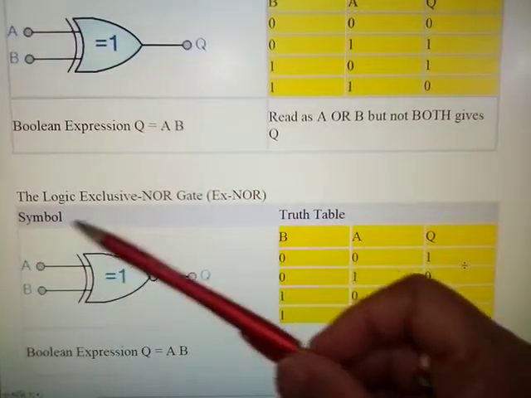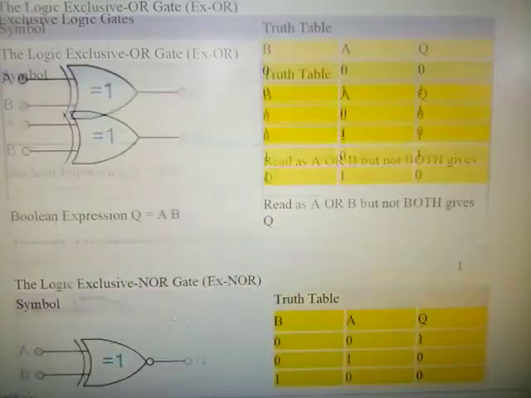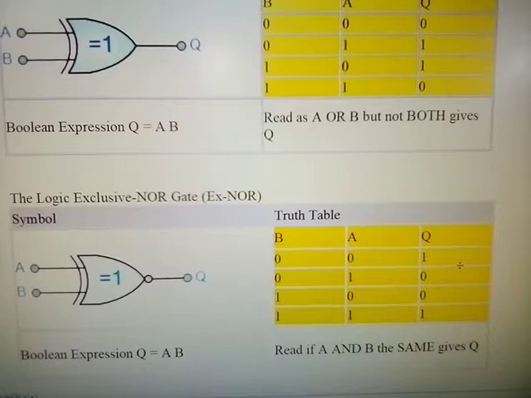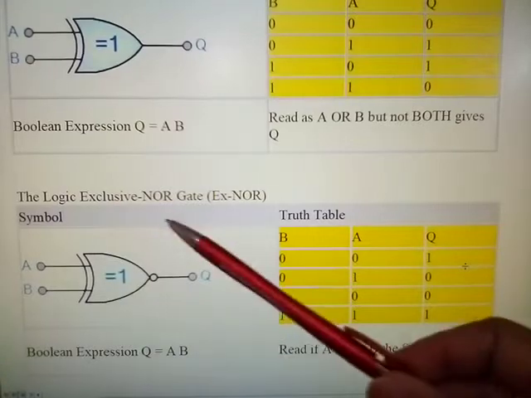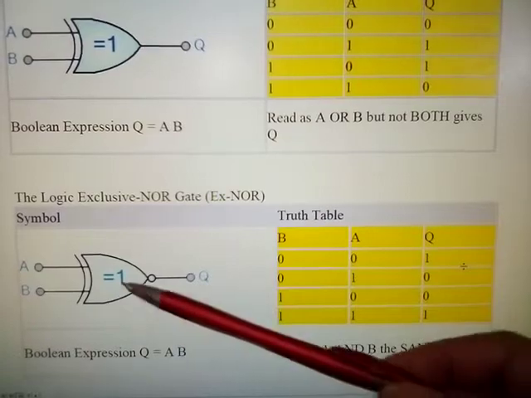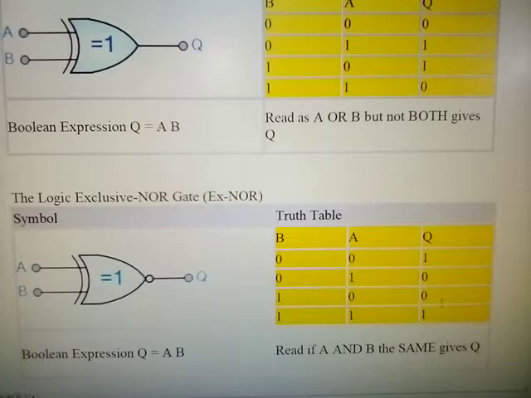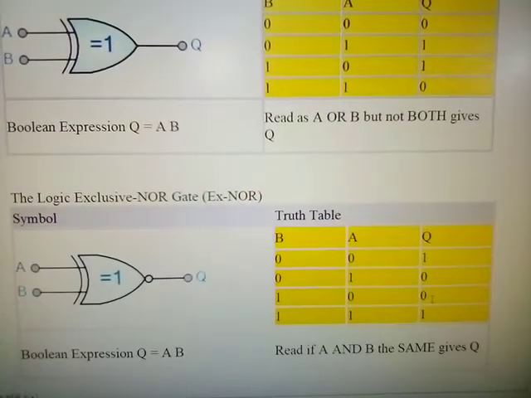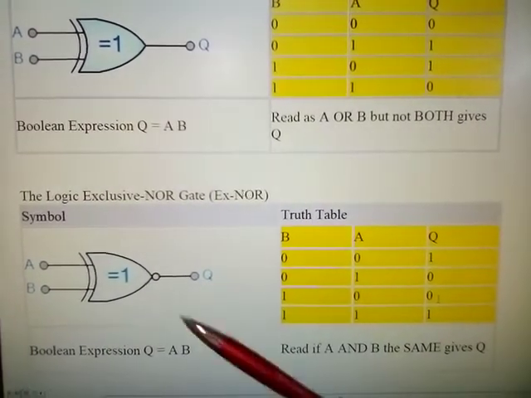And here we have the logic exclusive NOR gate. Symbol again, almost identical to the exclusive OR, but not quite. What's the difference? The difference here is your little inverter, and that's what makes the difference.